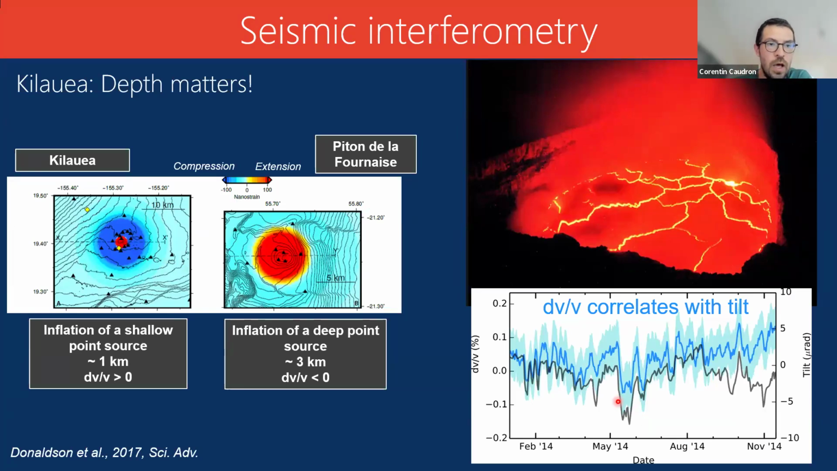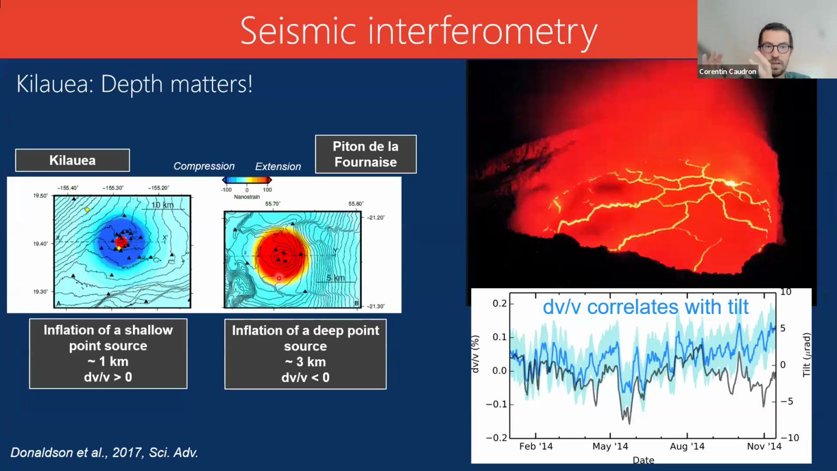So we use Coulomb stress software. And what we know about Kilauea, because it's a very well-known volcano, as I said, is that the source of the deformation is around 1 kilometer of depth. Whereas in the case of Piton de la Fournaise, it's much deeper, so 3 kilometers of depth. And you see that if you compute the strain with Coulomb by just changing the depth of your point source, the situation for Kilauea is that most of the volcano will experience compression, whereas in Piton de la Fournaise, most of the volcano will experience extension.